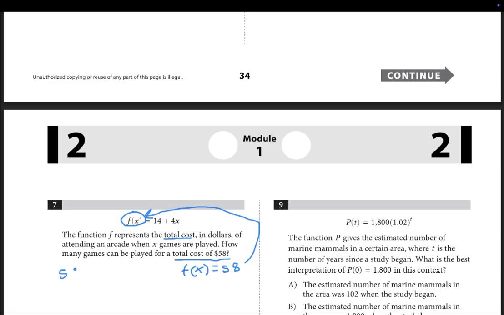So we can say 58 is equal to 4x plus 14. Subtract 14 from both sides to isolate the variable term. So we're going to have 44 is equal to 4x. Divide both sides by 4 to isolate x. x is equal to 11. So 11 games can be played for a total cost of $58.